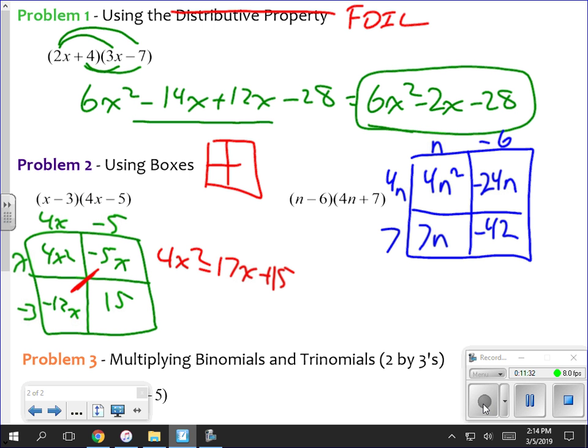And then once again, where are my like terms? My like terms are on the diagonal. So 4n squared, 7 and negative 24. Negative 17. Negative 17n, and then minus 42.